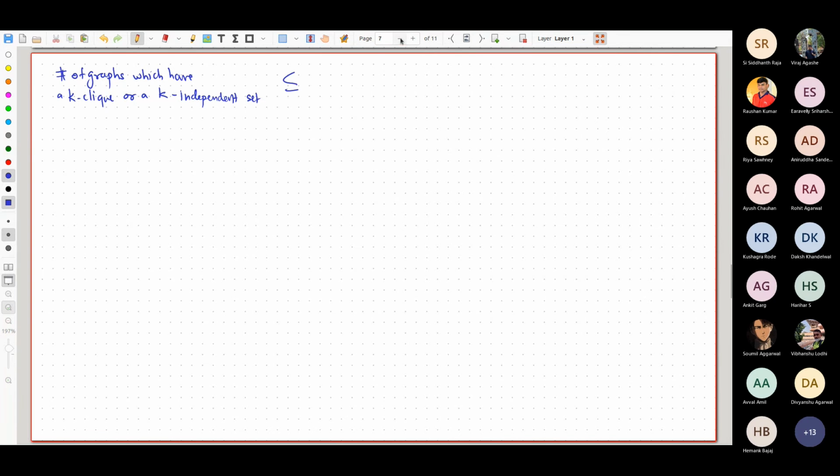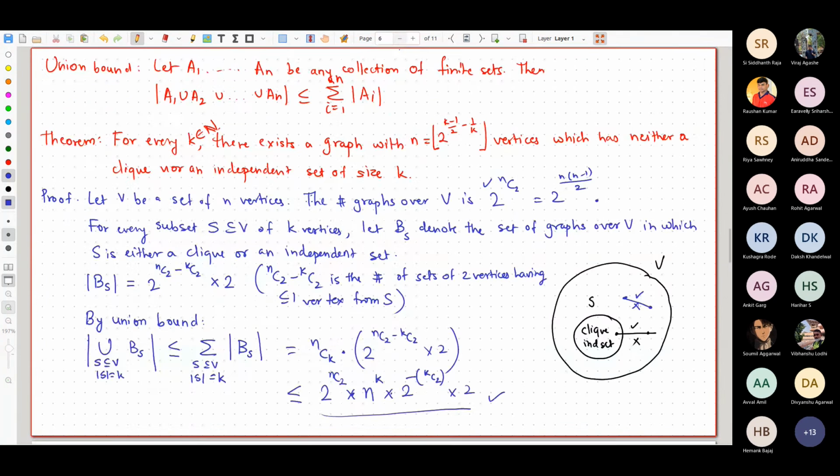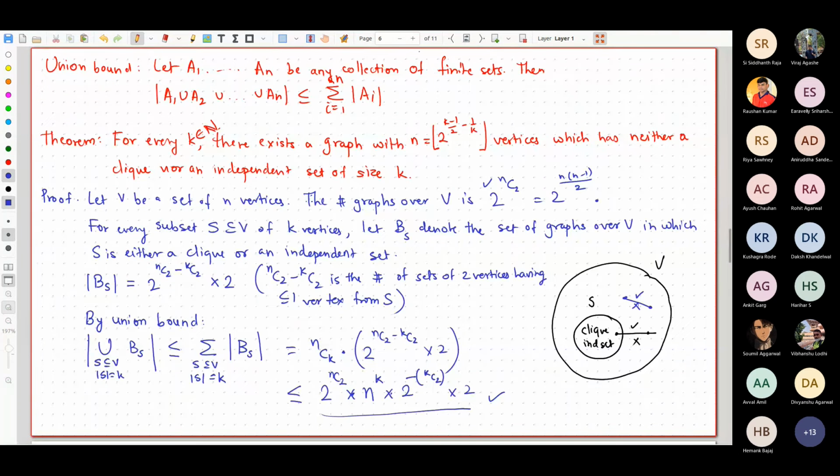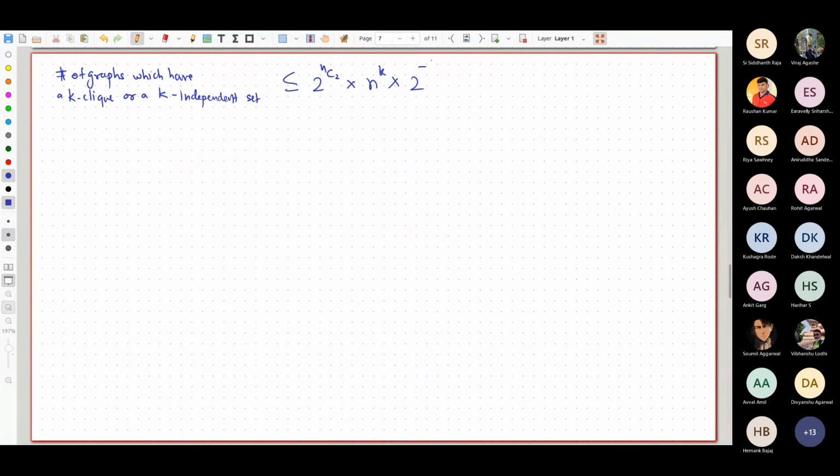So we proved that this is less than or equal to 2 to the power n choose 2 times n to the power k times 2 to the power minus k choose 2 times 2. So this is what we proved, right? And now what do we have? So now this quantity, 2 to the power n choose 2 times n to the k times 2 to the power minus k choose 2 times 2, is strictly less than 2 to the power n choose 2.